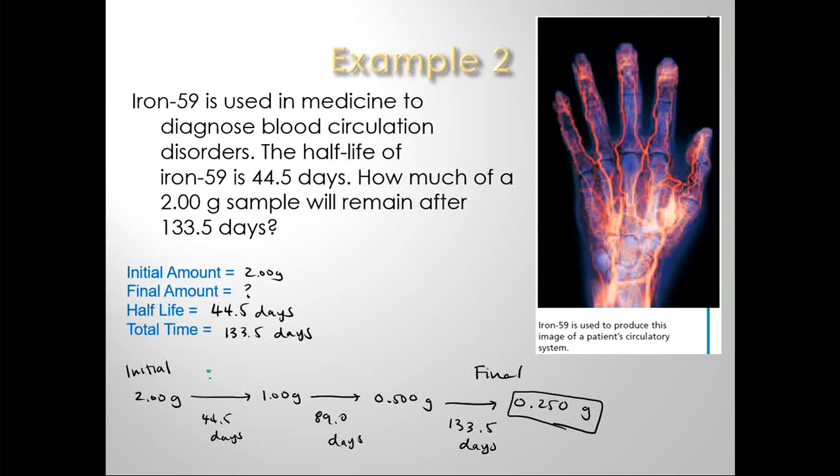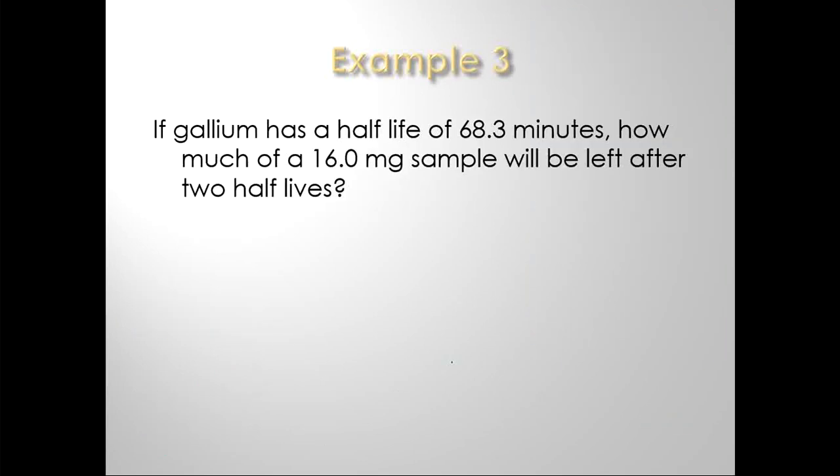So just to recap, what we're doing on top of the number line is that each time we are dividing by 2. On the bottom, what we're doing is we're adding the half-life as it goes through each half-life, which is represented by the arrows. Let's take a look at another example.